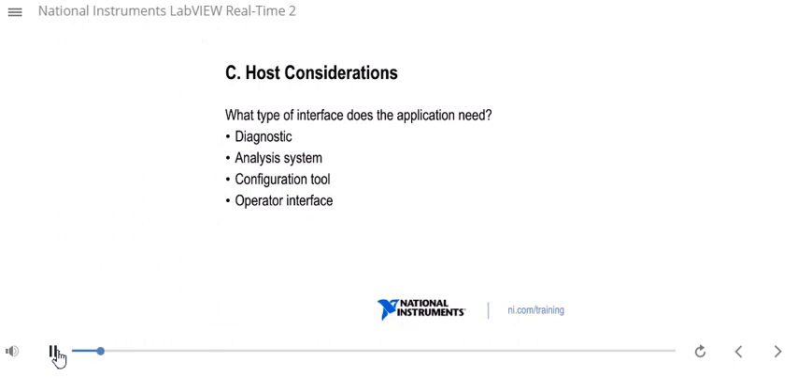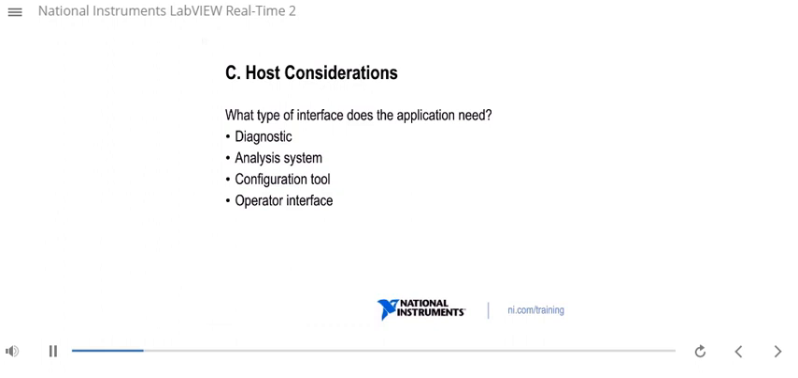So when we talk about a host in a real-time application, that's typically going to be a non-deterministic computer, typically running a desktop operating system, that provides some form of user interface to interact with your real-time system. Keep in mind the real-time system itself typically does not have any kind of user interface. It relies on communication with a second machine, the host machine, to provide that.